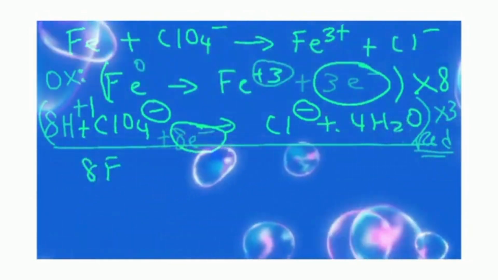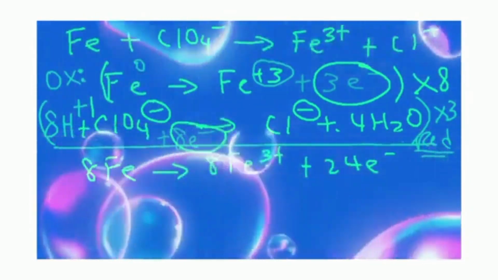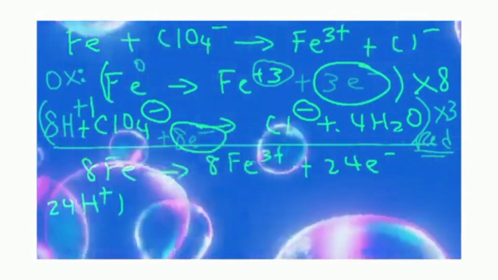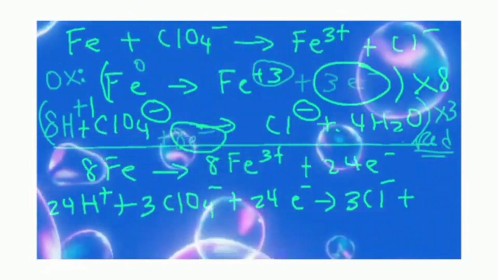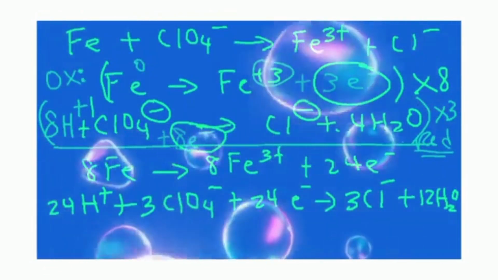So then what we're going to have now is 8 Fe and 8 Fe3+ plus 24 electrons. And here we're going to have 24 H+ plus 3 perchlorate ions plus 24 electrons, which is going to give us 3 chloride ions and 12 water molecules. So now what we're going to do is add the 2 half reactions together. But let's make some space first.